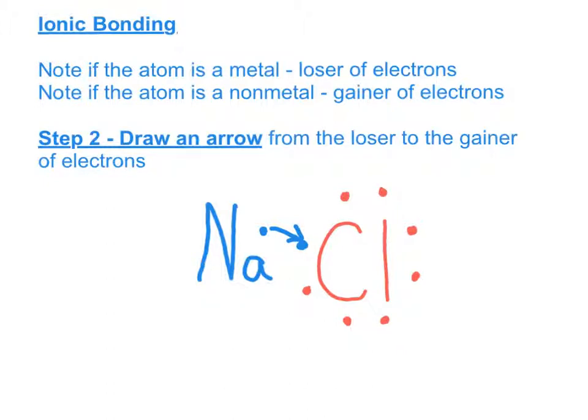So, now we're going to start bonding sodium and chlorine. We first look at whether the atom is a metal. If it's a metal, it's a loser of electrons. We note if the atom is a nonmetal. If it's a nonmetal, it's a gainer of electrons. So you're going to draw an arrow in step 2 from the loser to the gainer of electrons, just like sodium is doing right here. So sodium will lose that one valence electron, and chlorine will gain that one valence electron.